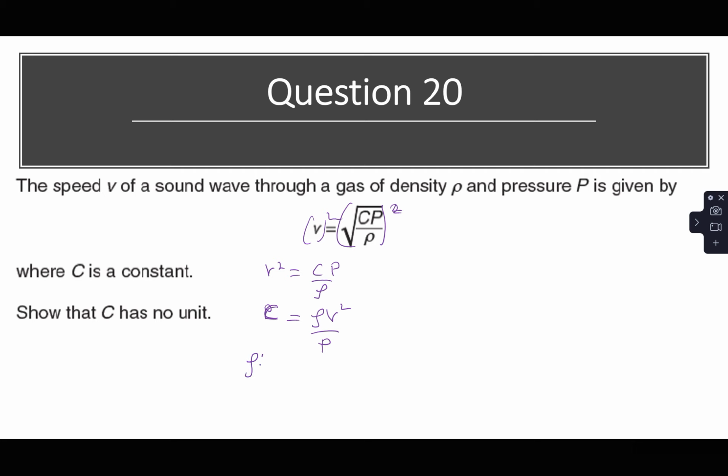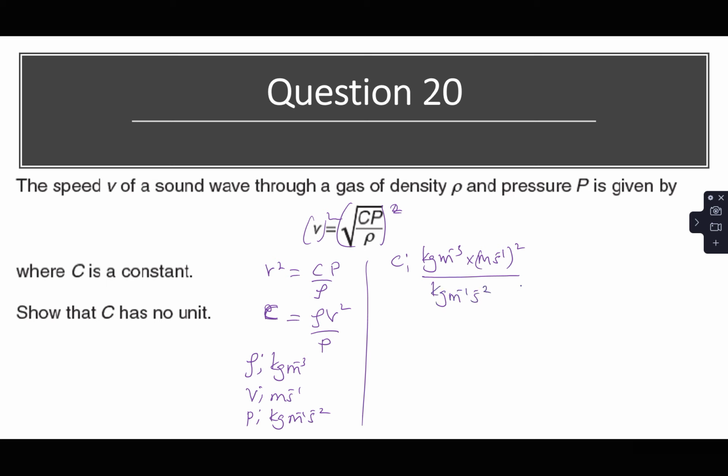Rho is density, base units kilogram per meters cubed. V is speed, base units meters per second. And then P is pressure. We now know that pressure is kilogram per meter per second squared. So we just substitute. The base units of C will be density, kilogram per meter cubed, times speed, meters per second, but remember, this is squared, divided by pressure, which is kilogram per meter per second squared.